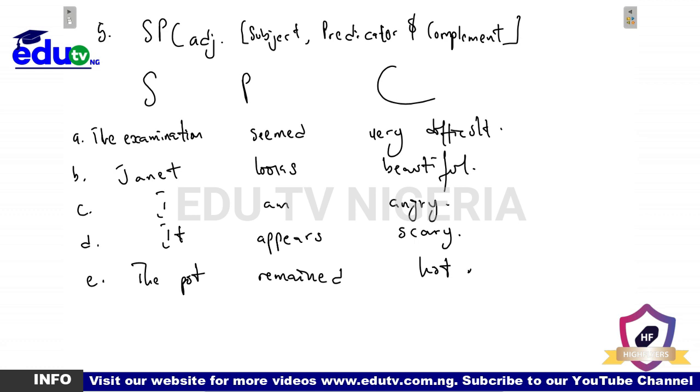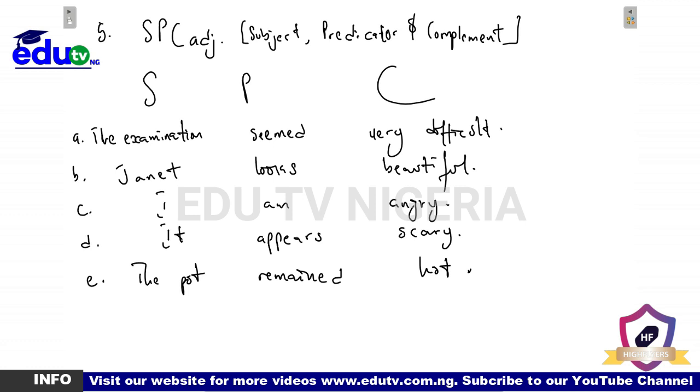So, looking at all of these sentences, you see that the examination is the subject of the first, Janet is the subject of the second, I is the subject of the third, it is the subject of the fourth, and the pot is the subject of the fifth sentence, respectively. Seemed is the predicator of the first, looks of the second, am of the third, appears of the fourth, remained of the fifth. Very difficult is the complement intensive of the first, beautiful of the second, angry of the third, scary of the fourth, and then hot of the fifth sentence.